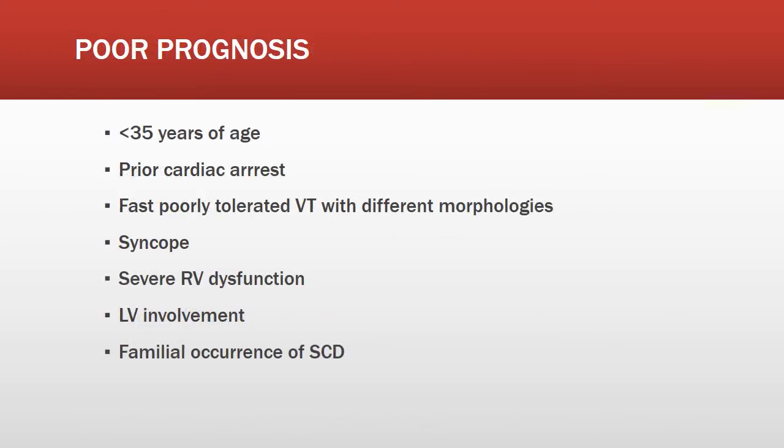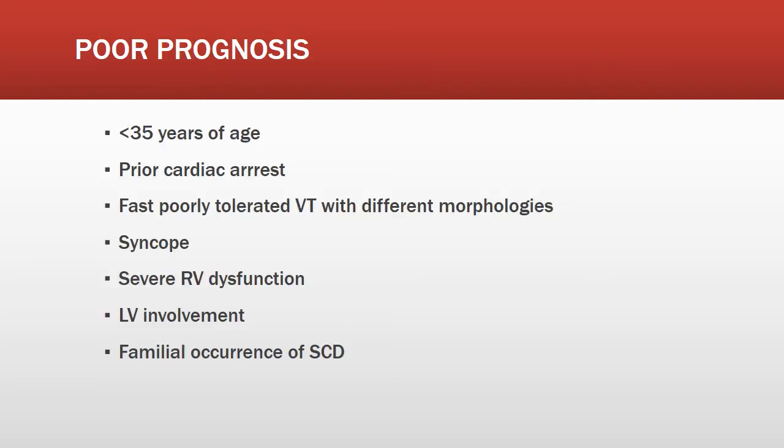Markers of poor prognosis are if the patient has been diagnosed with ARVC at less than 35 years of age, if there's a prior cardiac arrest, if there's poorly tolerated VT with different morphologies, if there's a history of syncope, severe right ventricular dysfunction, left ventricular involvement, and the family occurrence of sudden cardiac death.